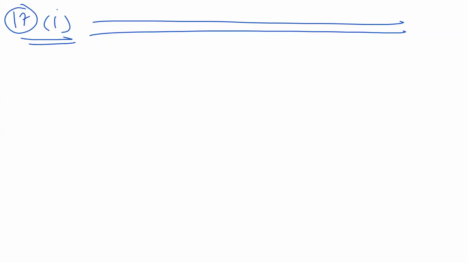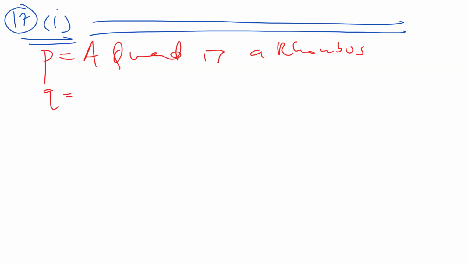So tell me, the statement has a logical connective. What is that logical connective? If then. What is P? A quadrilateral is a rhombus. Correct. Don't write if, just write a quadrilateral is a rhombus. What is Q?